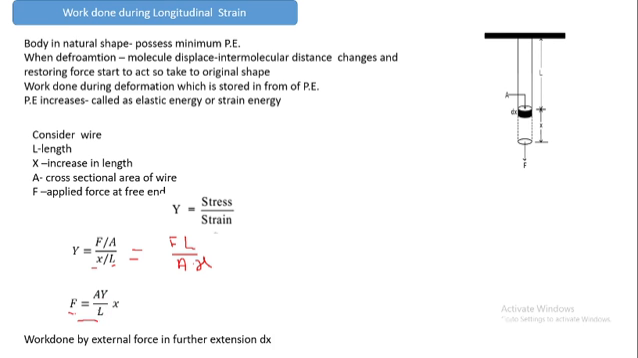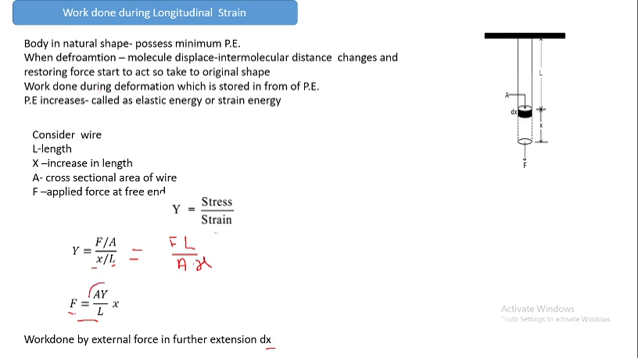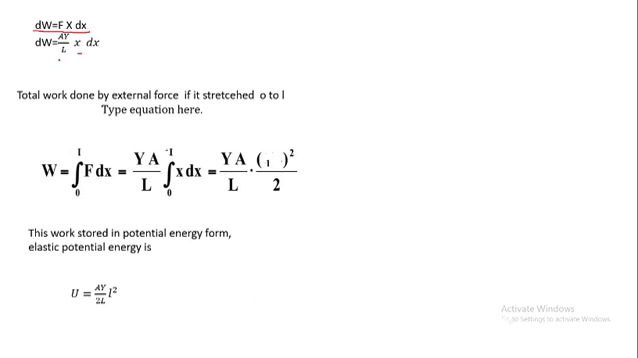Now this is the force which you have to apply as the external force. At equilibrium, this force is equal to the restoring force. Now suppose there is an extension dx. If there is a small displacement, that is, a small change in the length of the wire, suppose dx, then we use the fundamental formula: work done is equal to force into displacement. Force is AY divided by L into X, from the earlier equation. This value you have to put in this equation.